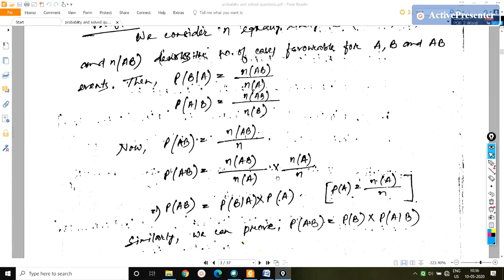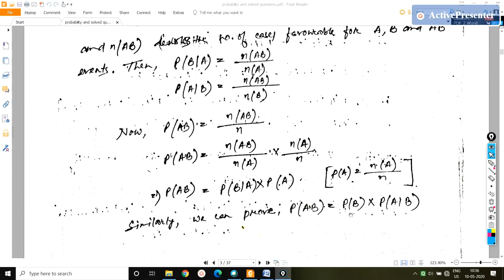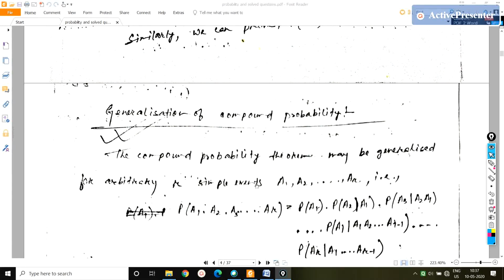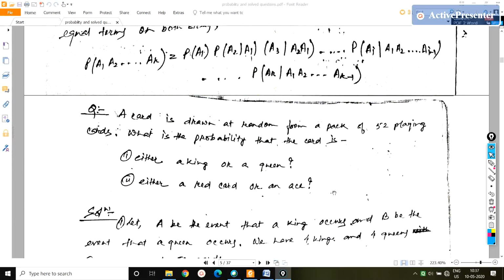Again, I would like to tell you one thing: if A happens independent of B, then the probability of AB will be simply the probability of B multiplied by the probability of A. If A is independent of B, that is, A is not dependent conditionally on B, then the probability of the compound event AB is simply P(B) multiplied by P(A). Okay, so this is how we'll proceed.